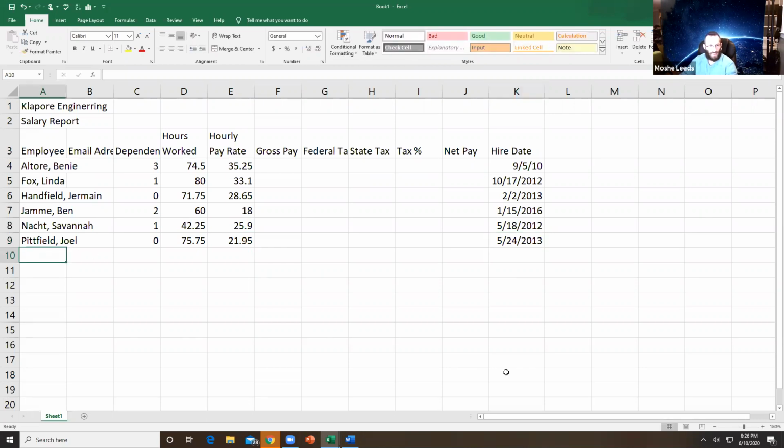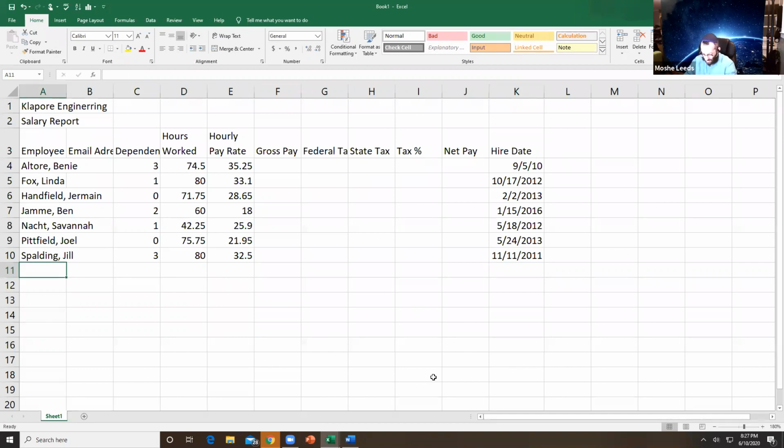And then we are now at A10. This woman's name is Jill Spalding. They have 3 dependents. They worked 80 hours. They get paid $32.50 an hour, and they were hired 11. What a date to be hired.